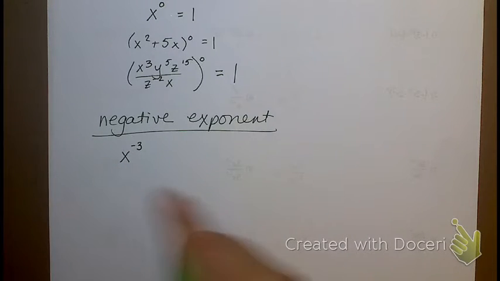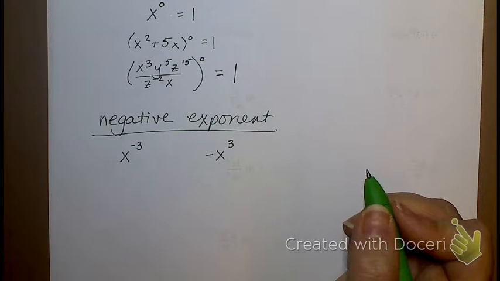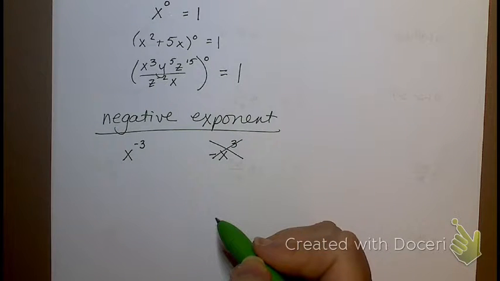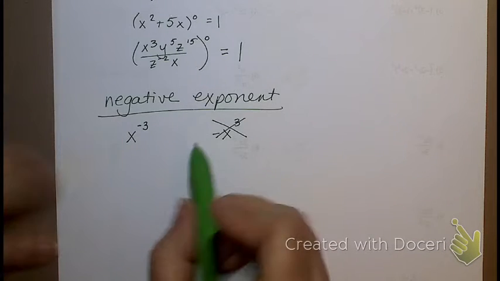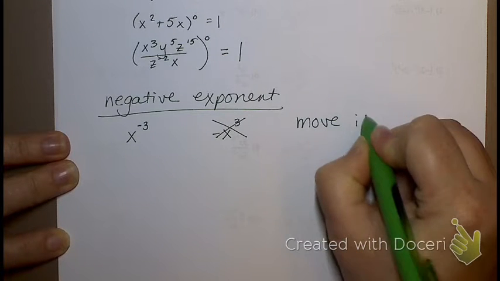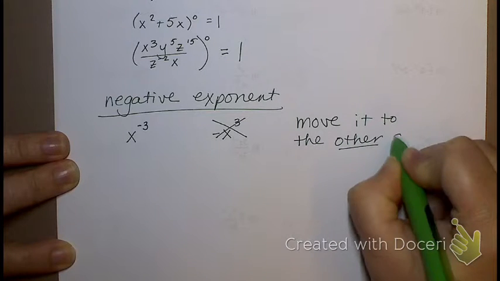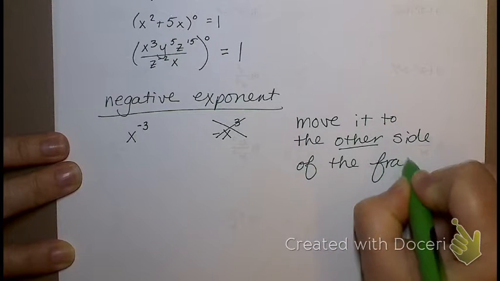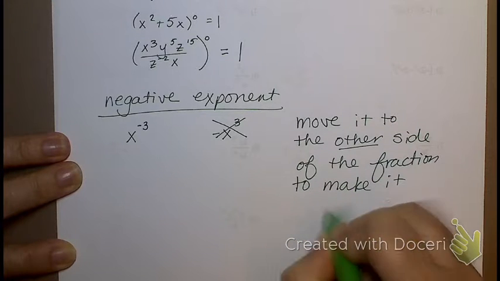A lot of people will think, oh, just make it this. Just put the negative down there. That's avoiding the problem. A negative in the exponent is a negative in the exponent. It doesn't just magically change to a negative in the base. What a negative exponent means is you move it to the other side of the fraction to make it positive.